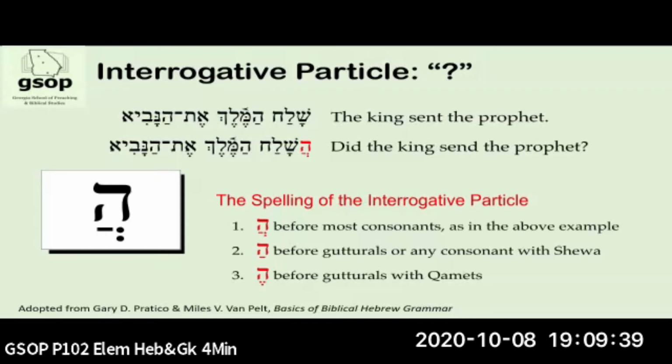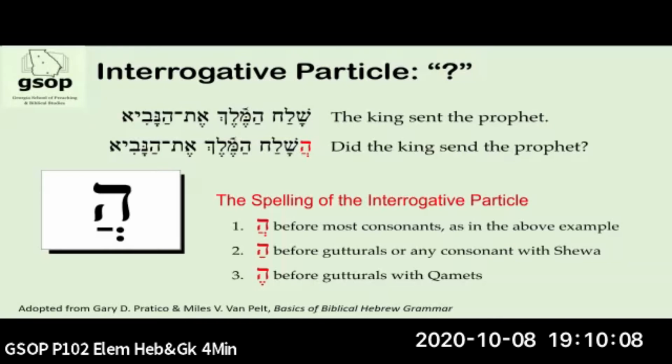a reduced vowel. And that is telling you, and it's going to always be at the first word of the sentence, if it has that, it's a question. That's the question mark. And that's how you know they're asking a question. If you notice here, the spelling of the interrogative particle may change before gutturals and before gutturals with qamets in it. So it can look different.